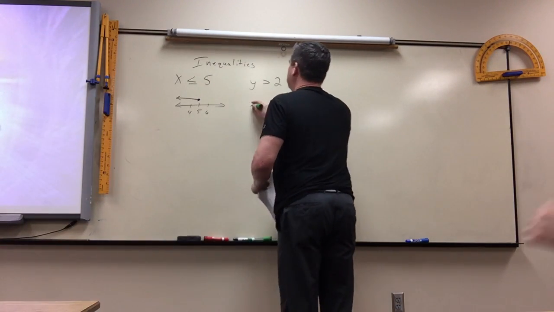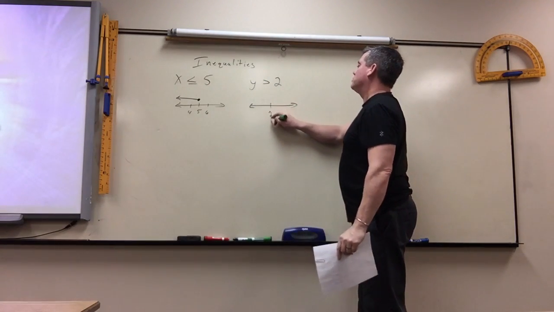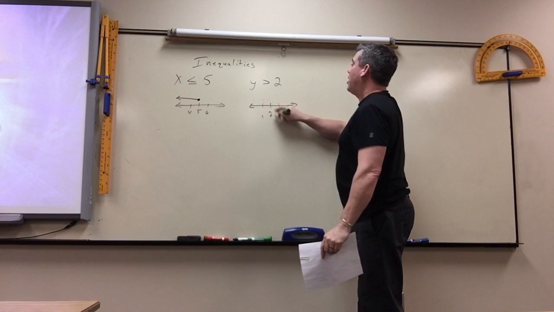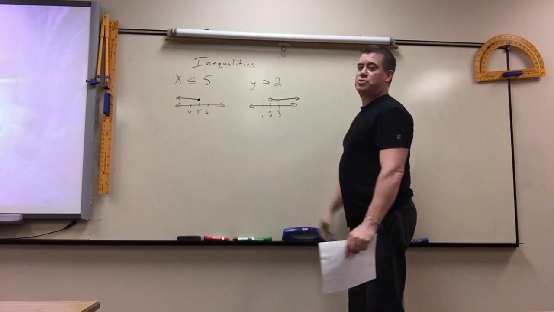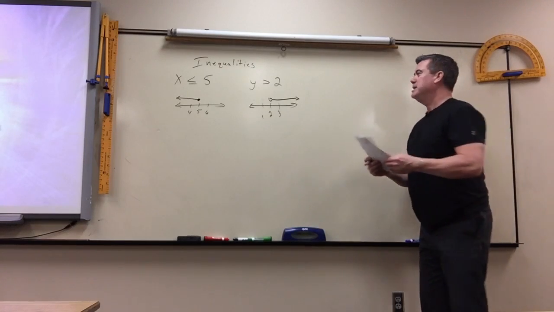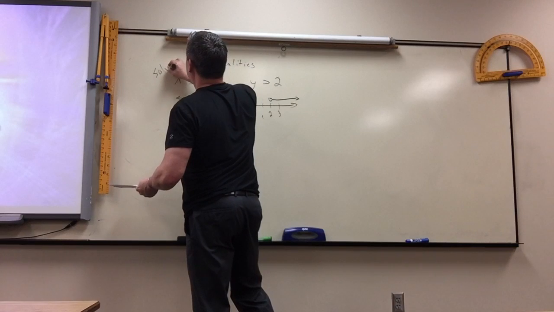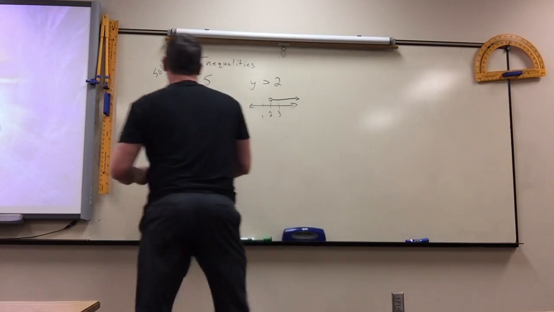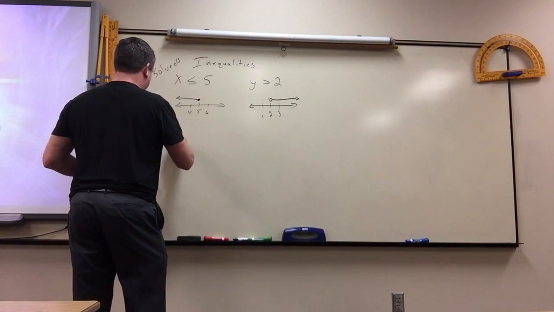So this one, again, it can be any letter, is a hollow circle because it's not equal to, and it goes to the right. So these have already been solved. You don't have to do anything. So some of them you have to solve the inequality and then graph it.